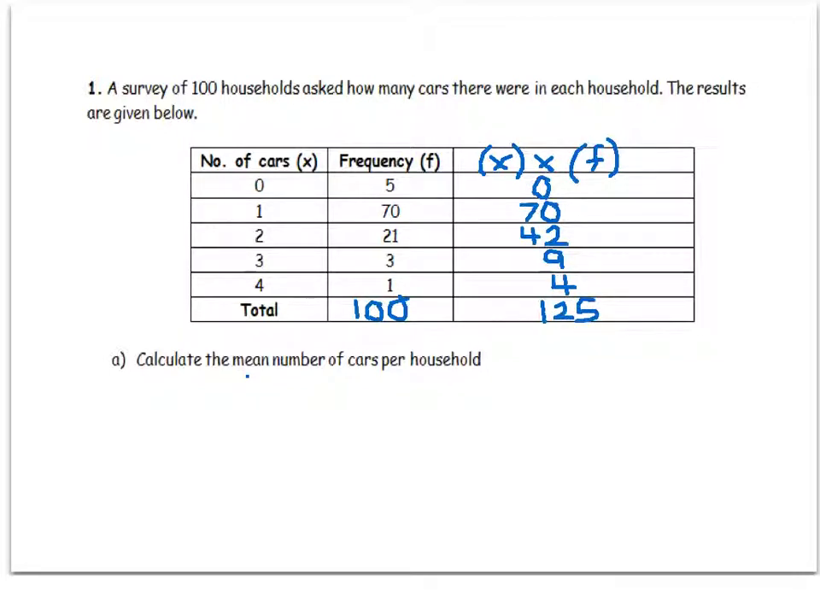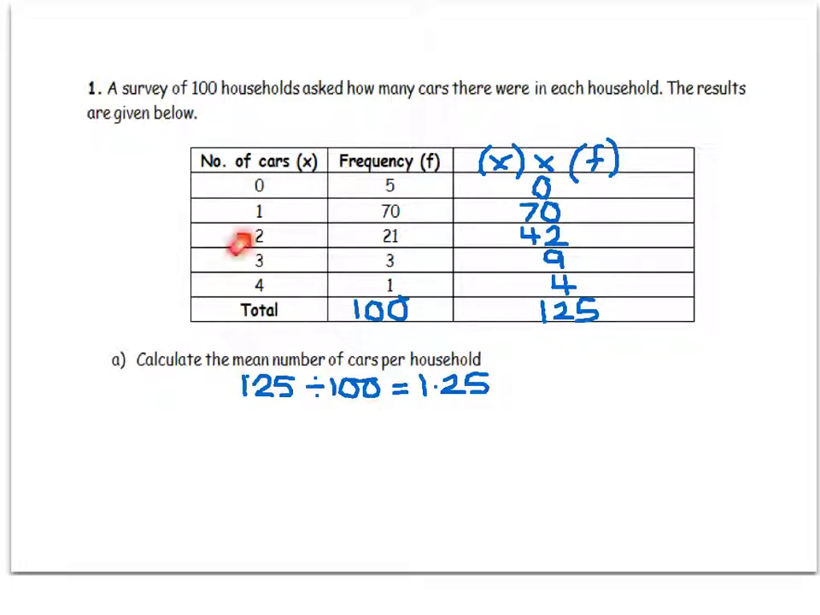So the mean was add them all together, which I've done here, and divide by how many there are, which I've got here. So 125 divided by 100 is 1.25, and that is the mean from that frequency table.